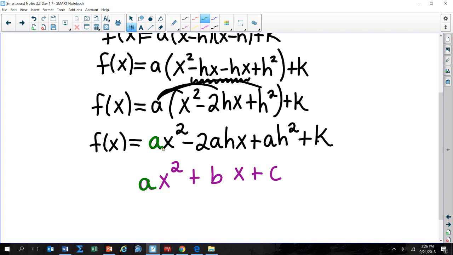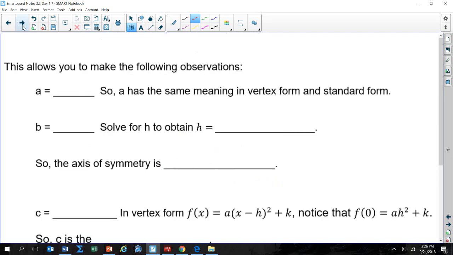Then I need to know, what does b equal? Well, here, see how the x's line up? Everything in front of x is going to be your b. So I'm going to say that b is minus 2ah. And then all the rest of this stuff is going to be your c value. C is ah squared plus k. And I'm going to show you how they got the rule in the core concept. Okay, so this is what I'm going to fill in with the blanks. We got that a equals a. What did we get for b? B was negative 2ah, and c was ah squared plus k. Okay, that's what we just saw.